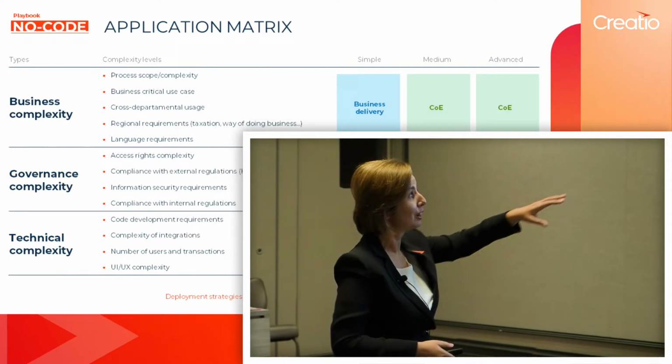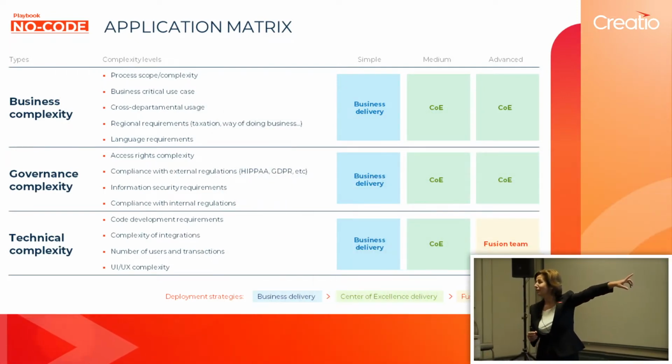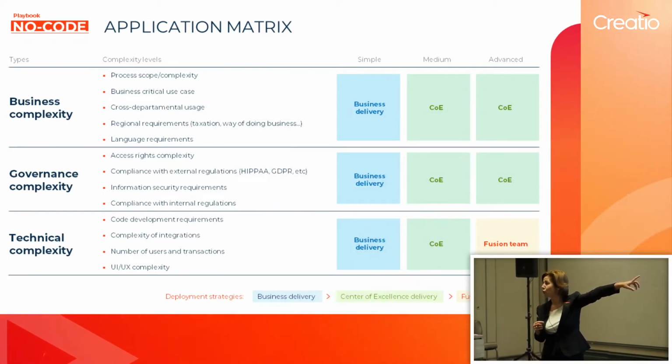So technical complexity: integrations. That's what we see in each and every project. We do have projects with 30 different integrations. So the more complex and harder the integrations are, the more engagement of the fusion teams we're definitely going to need here. And please pay attention. This is the only place where the fusion team actually shows up.